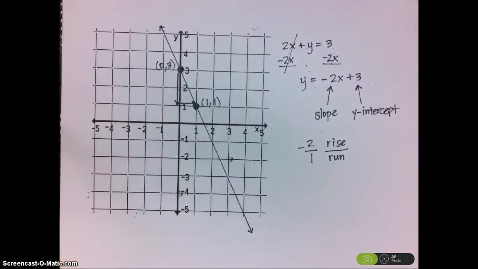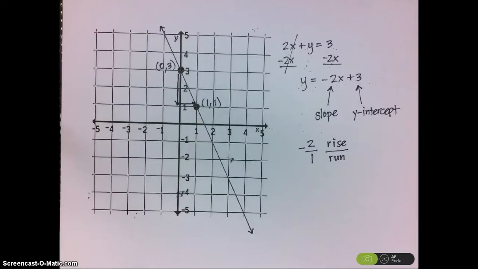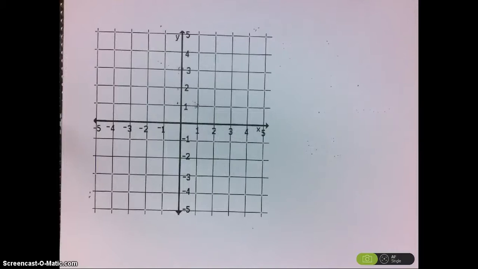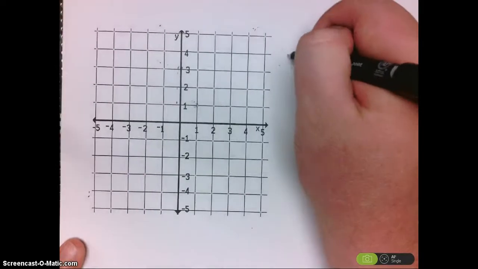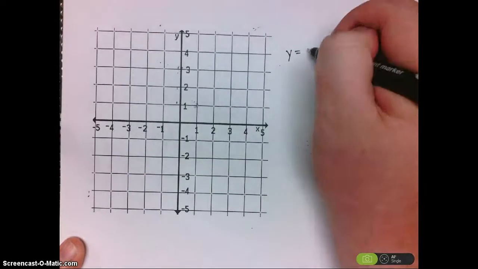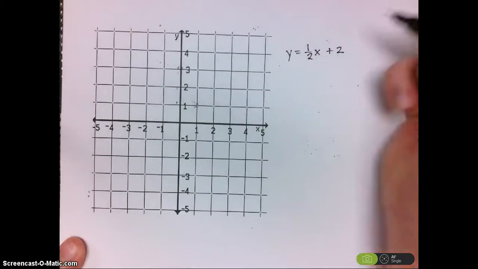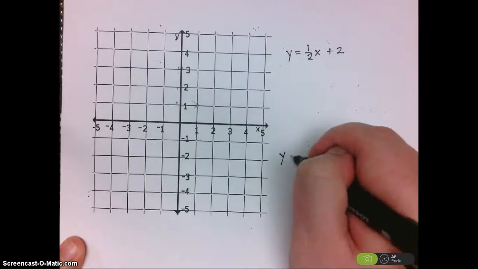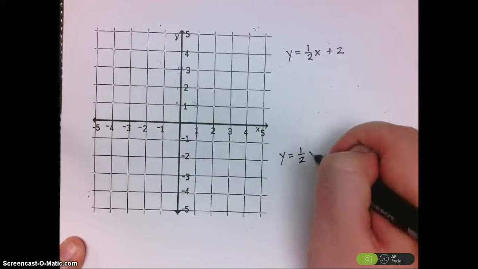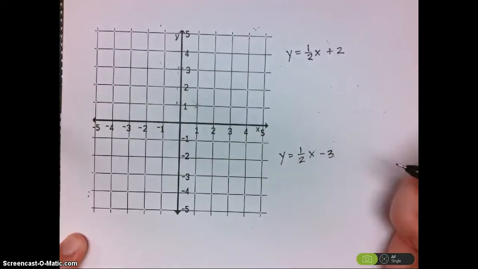So I'd really recommend that you just follow the same method of being able to rewrite any linear equation so that it's in slope-intercept form, and being able to graph it is going to be a piece of cake for you. So I'd like to try one more example. This time I'm going to give you 2 equations. y is equal to 1/2 x plus 2. And then I'd also like us to graph y is equal to 1/2 x minus 3.